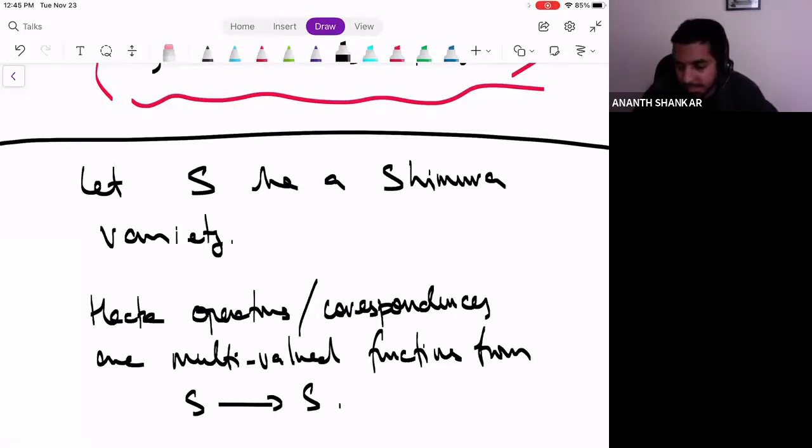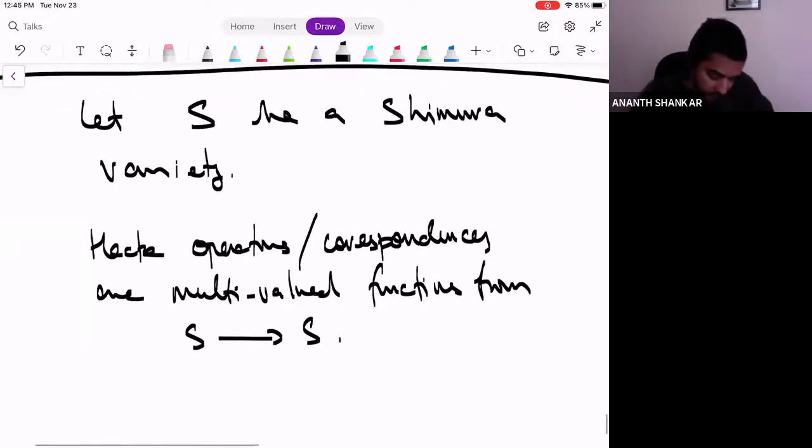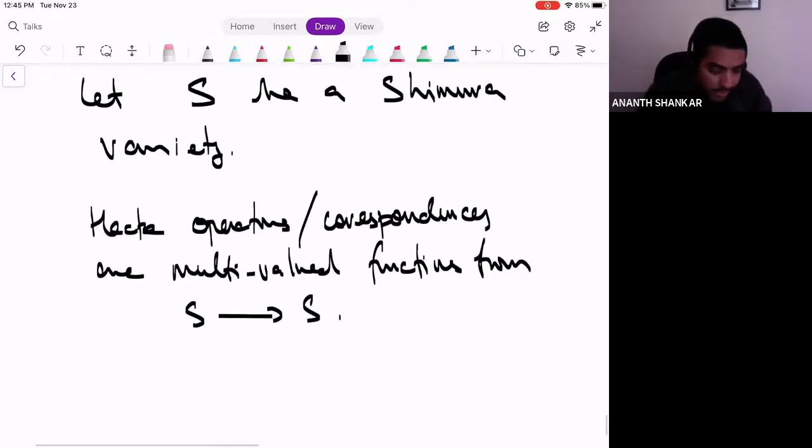If you were to take a special divisor and if you were to hit it by one of these Hecke correspondences, you get a different special divisor. And roughly speaking, if you take a point and you hit it with a Hecke operator, the set of points that you get as an output will all be isogenous to the initial point you start off with. So these Hecke operators and correspondences also have really nice moduli interpretations.